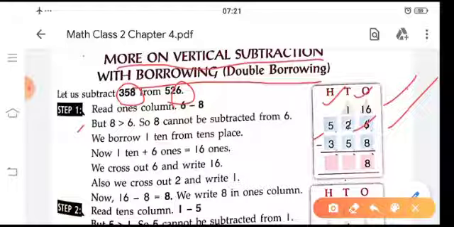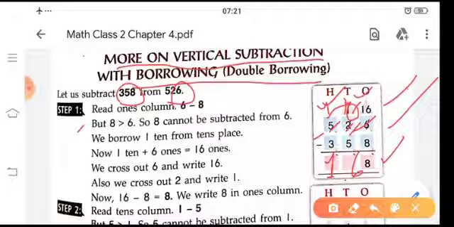So we'll borrow 1 from the previous number. Here 2 is there, so we cut 2 and write 1, we cut 6 and write 16. So 16 minus 8, 8. Then 1 minus 5 is not possible, so again we'll take borrowing from 5. So it becomes 11. So 11 minus 5, 6. Which number is left here? 4. So 4 minus 3, 1.